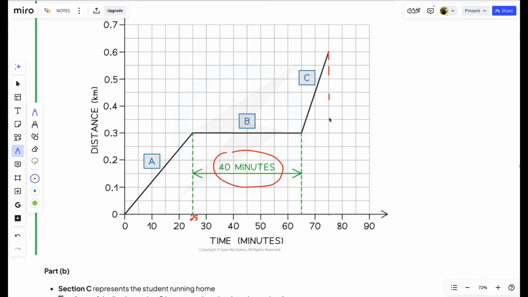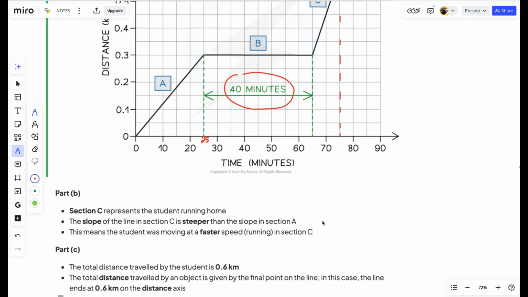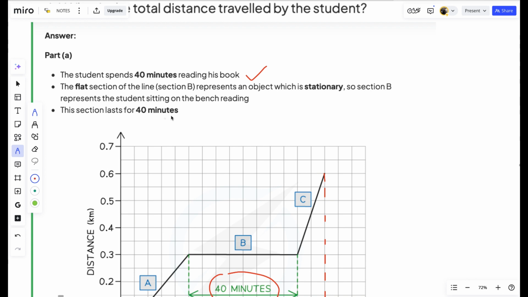That is 10 minutes, because they ran home. They didn't spend 25 minutes any longer when they were going back, because they ran. So they spent only 10 minutes. From 65 to 75 is 10 minutes. Okay? So let's see what we've said. The first part of the question we said is 40 minutes, and the time they were reading was the stationary time when they were no longer moving.